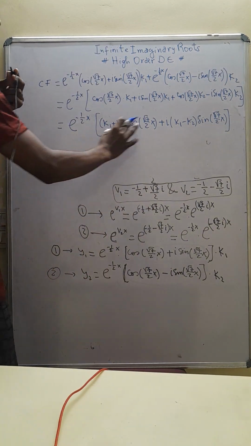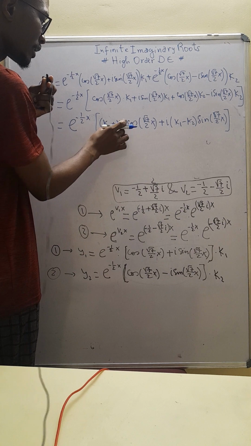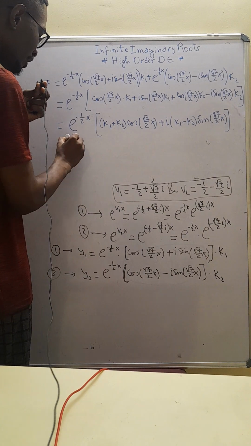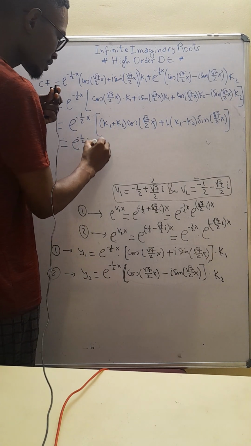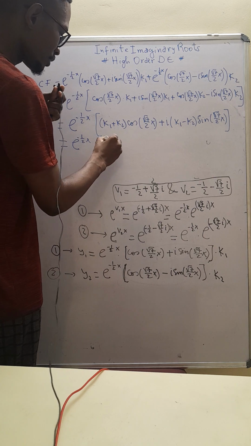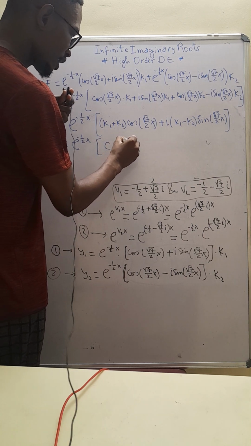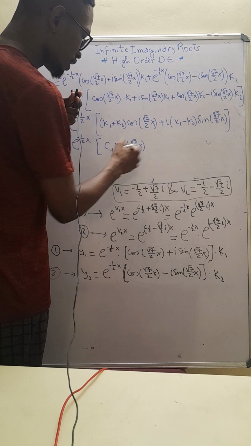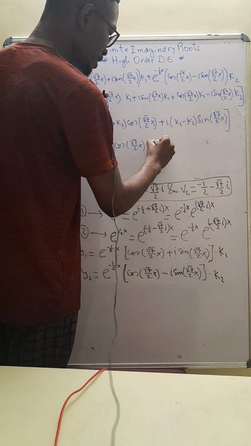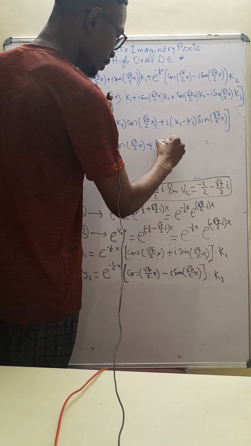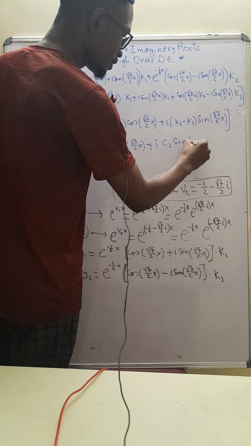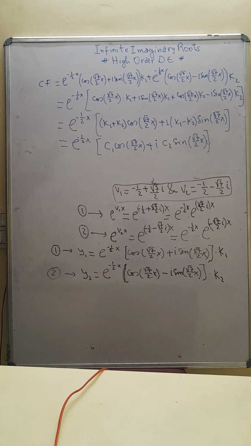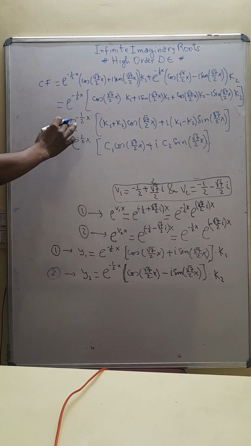Now see, there's Q1 plus Q2 and Q1 minus Q2. I can call this one directly C1, and this, with the i, I will call C2, because they are all constants. So the solution is Euler raised to minus 1 by 2x times C1 cos of root 7 by 2x plus i C2 sin of root 7 by 2x. That's the solution.